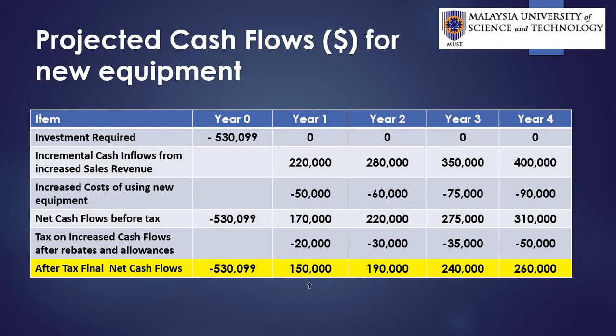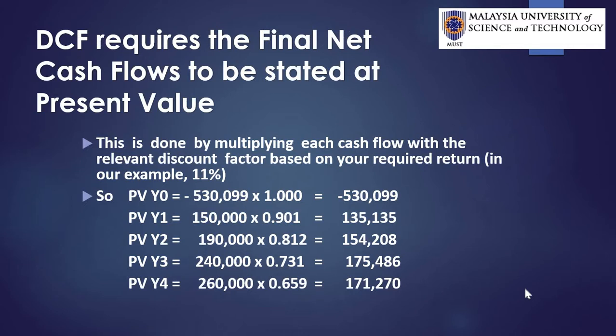We will restate 150,000 according to its value today, assuming that cost of money to us is 11%. We will take the cash flow from year 2, 190,000, and restate it according to its value today at 11%. And again, we'll do the same for the 240 and 260,000. And this is what we get. The present value for the 530,000 cash outflow is, as we expected, 530,099.